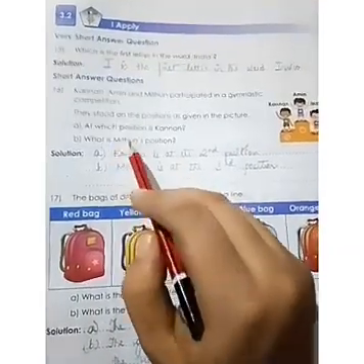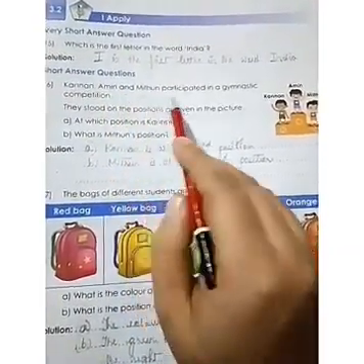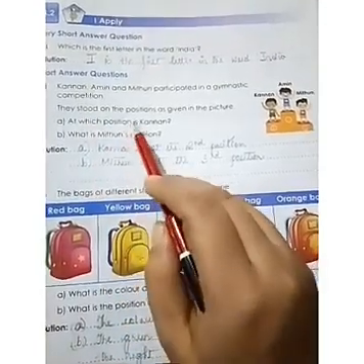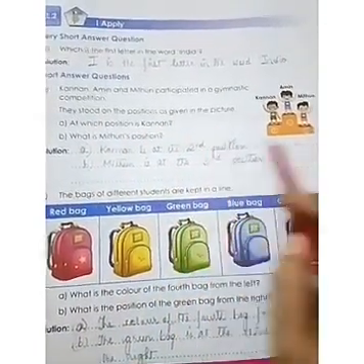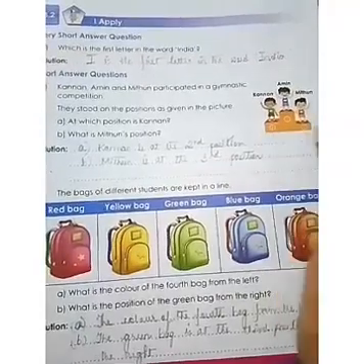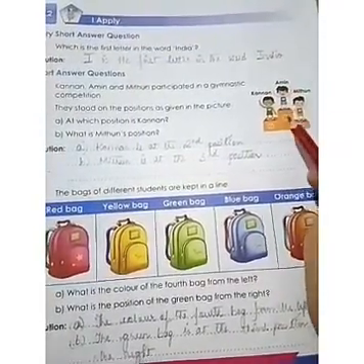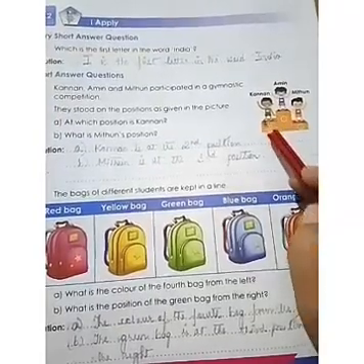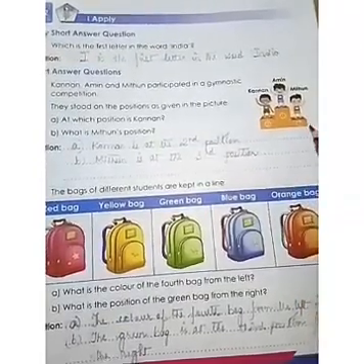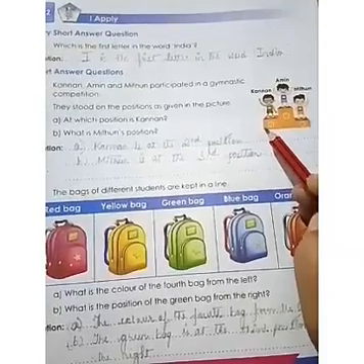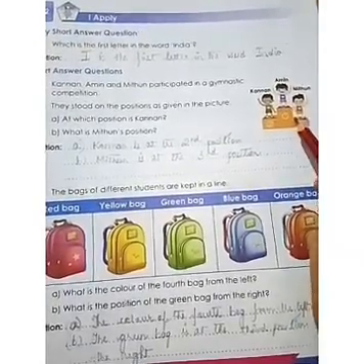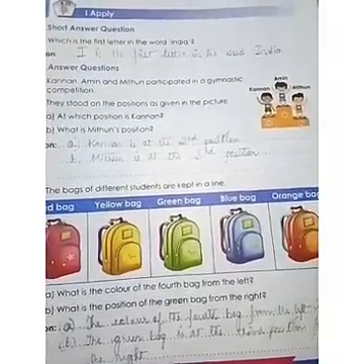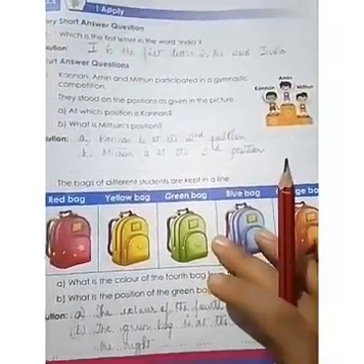The next question is a word problem. Kanan, Amin and Mithun participated in a gymnastic competition. They stand on the position as given in the picture. So it is first, second and third. Amin is in first, Kanan is in second and Mithun is in third. So this kind of podium you can see when a person wins a game. Okay, so mostly in the Olympics, when a person wins, they get the position as first, second, third, and they get medals for that as gold, silver and bronze.